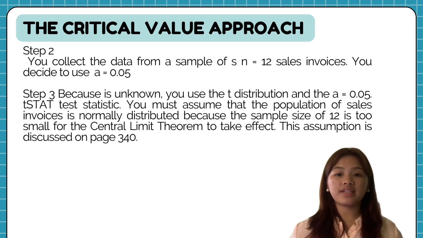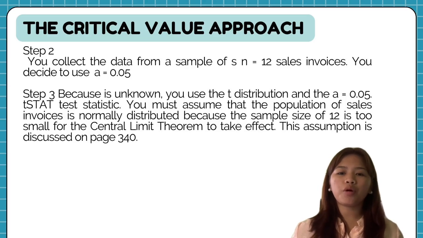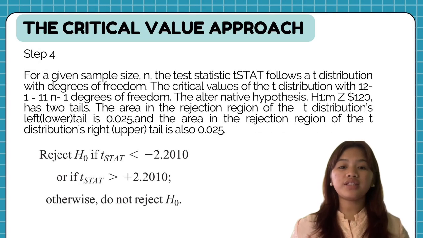In step 3, since the population standard deviation is unknown and the sample size is small, we apply the t-distribution to perform the hypothesis test. We also assume that the sample data is approximately normally distributed, which is a requirement for using the t-distribution in small samples. The appropriate test statistic for this situation is the t-statistic, which compares the sample mean to the hypothesized population mean.